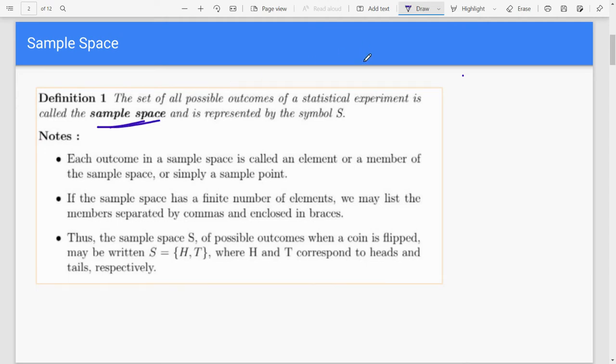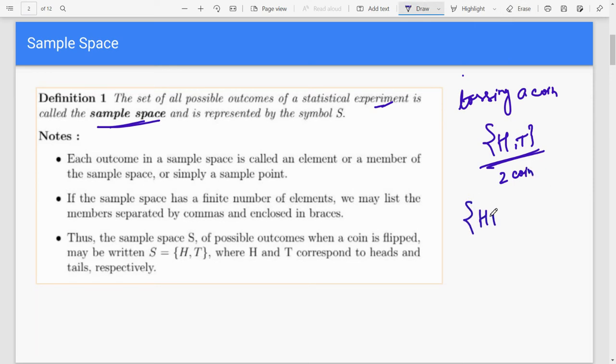And sample space is a simple thing. Whenever you conduct an experiment, whatever the possible outcomes of that experiment are, those are called a sample space. So let's say you are tossing a coin. Tossing a coin can result in either a head or a tail. These things can be represented in a set, and this is called a sample space. If you are tossing two coins, then the result can be represented in the same way, and you can list all those outcomes in a set.